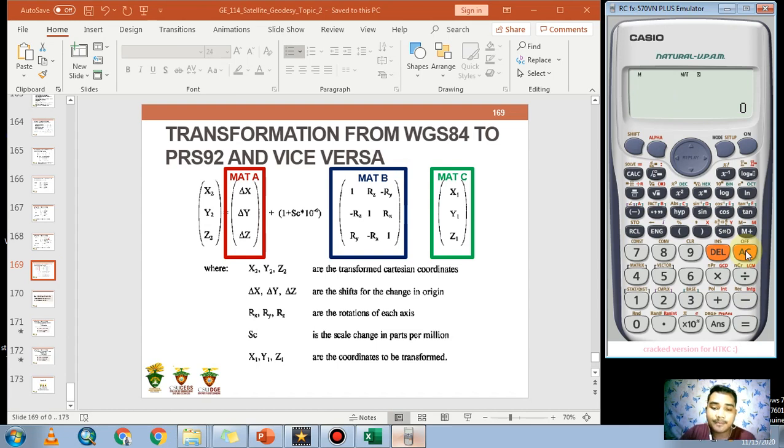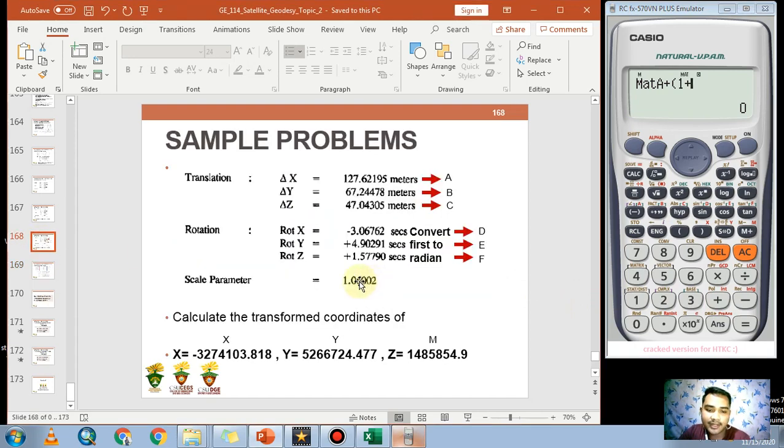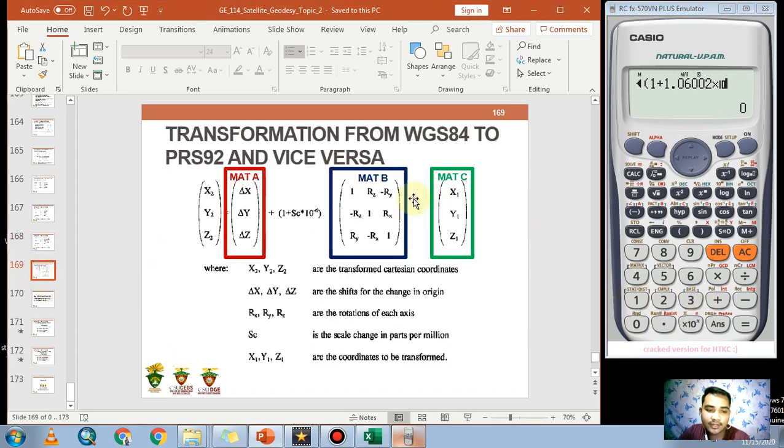Again, AC lang. So, to solve this one, ato lang siyang i-parihas aning forma. So, matrix A, atong ibutang si matrix A. So, shift matrix 4. Atong ibutang si matrix A. So, therefore, 3. Matrix A plus 1 plus, scale factor. Atong scale factor is 1.06002 times 10 raised to the power of negative 6. Then close parenthesis times matrix B.